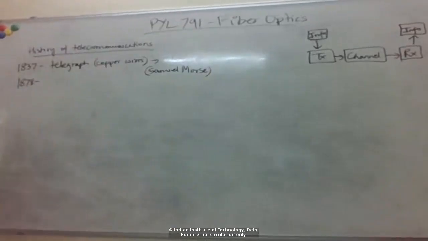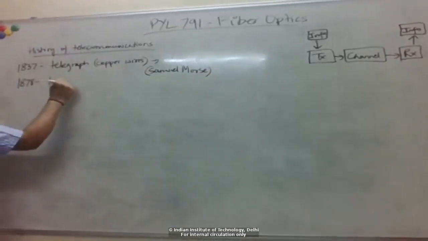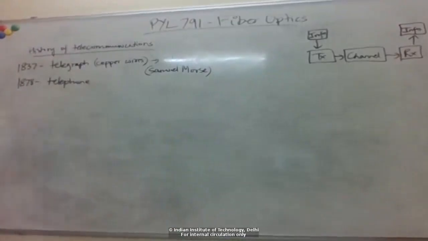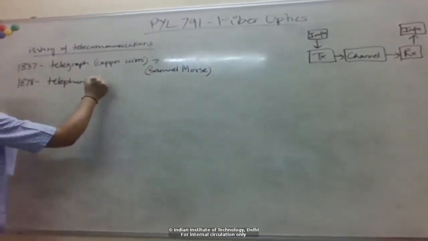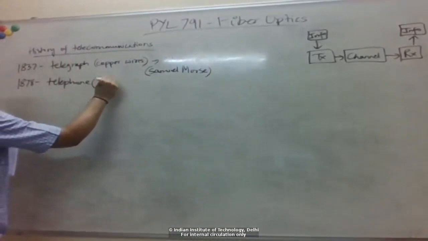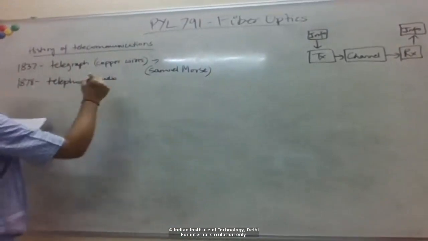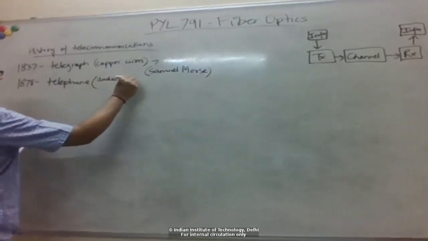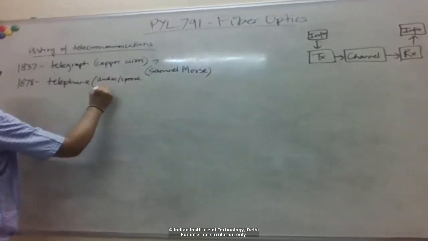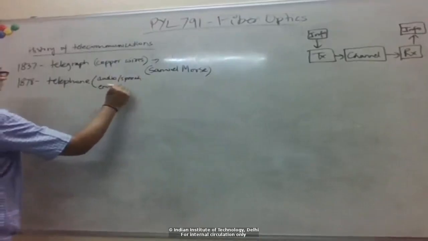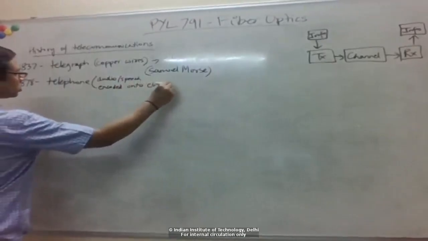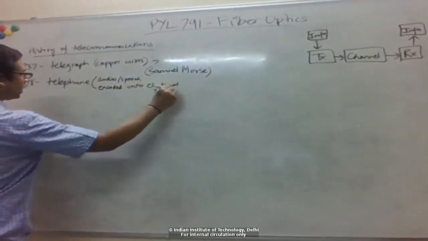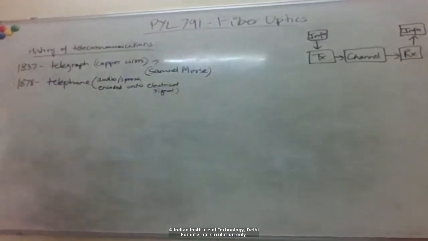Then the next big advance was the telephone, about 40 years later. It was the same technology, but now we had conversion of audio or speech mainly, which was converted to electrical signals. Again, basically just electric current.